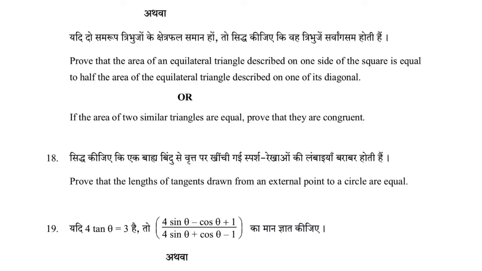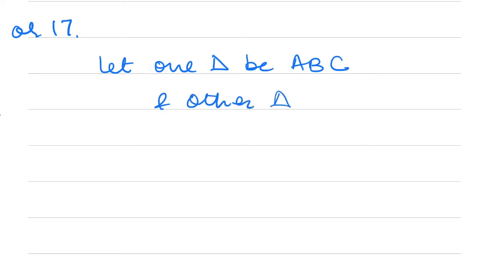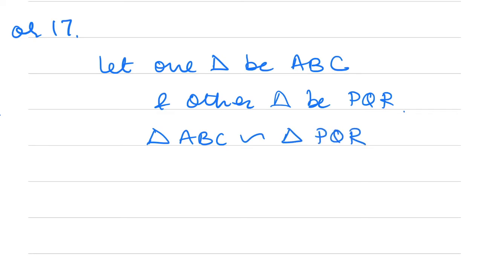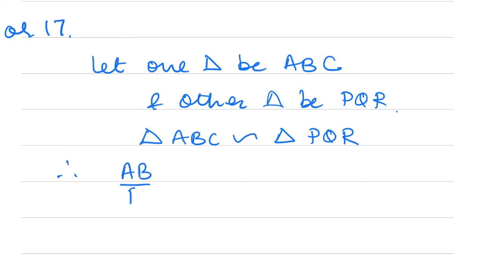Here in 17th question, we have a choice. So the OR question for 17th is, if the area of two similar triangles are equal, then we need to prove that they are congruent. Let one triangle be ABC and other triangle be PQR. It is given that triangle ABC is similar to triangle PQR, and therefore we can say AB by PQ is equal to BC by QR is equal to AC by PR.